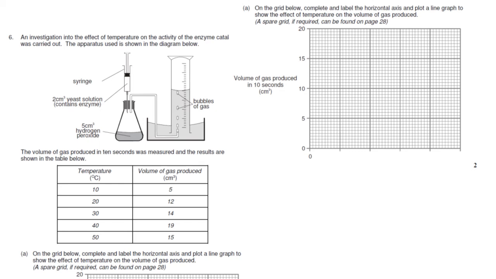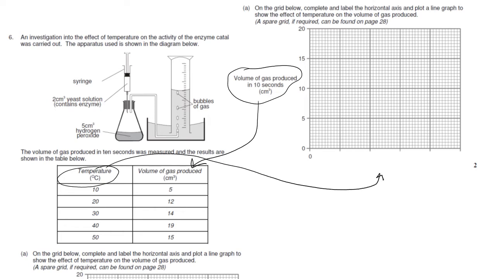Okay, so question number 6, right? What we've got here is a wee enzyme experiment. Now, the first question it's asking for is for us to just draw the graph, okay? So what you can see here is the volume of gas produced. So look at that there. That means that my temperature has to go along the bottom here. So the very first thing I'm going to do is write my label, temperature, okay?